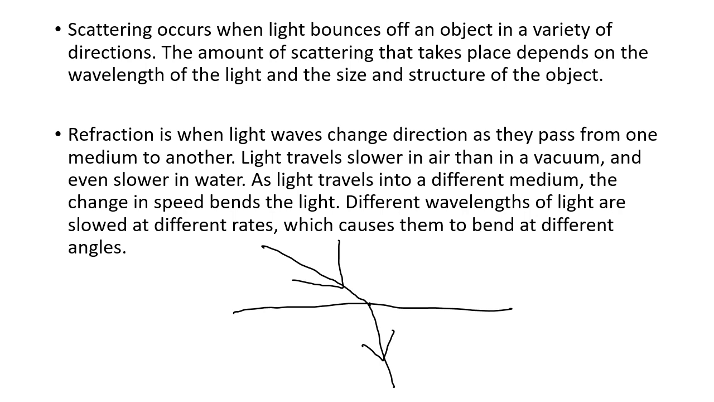Scattering occurs when light bounces off an object in a variety of directions. The amount of scattering that takes place depends on the wavelength of light and the size and structure of the object. Refraction is when light waves change direction.